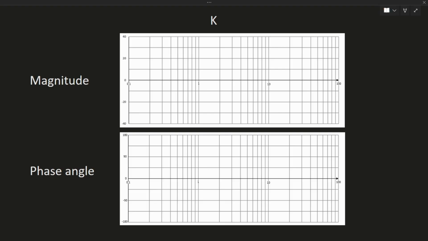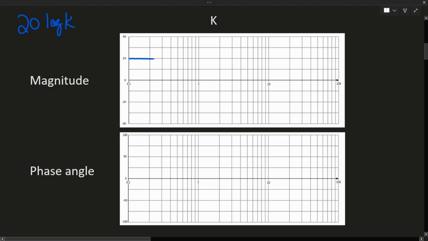All right, so rule number 1: for the K, for your gain, you have to calculate 20 times the log of K. Okay, you're going to get a constant. Whatever that constant is, for your magnitude, it's just going to be a straight line. It's not necessarily 20, it's just whatever 20 times log of K is. And for the phase angle, the gain has 0 effect. It's just going to stay 0. So you have to draw this for the K.